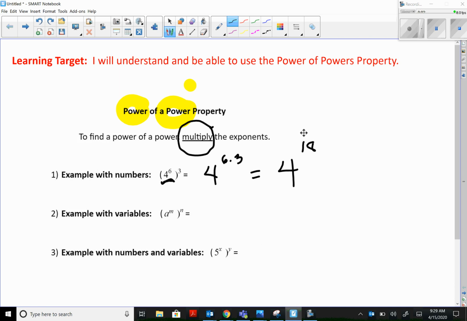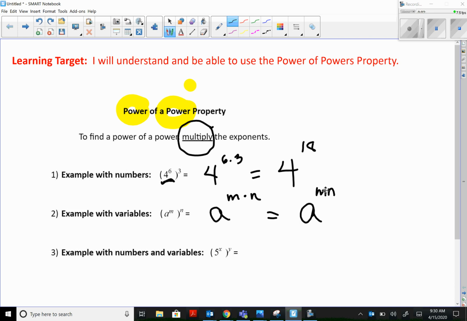So that's an example with numbers. Let's now do an example with variables. When you have a to the power of m, and it's on the outside of the parentheses being raised to the nth power, we're going to multiply those exponents, m times n. Since we can't really simplify that, we don't have numbers, we're just going to leave it as a to the m times n power.